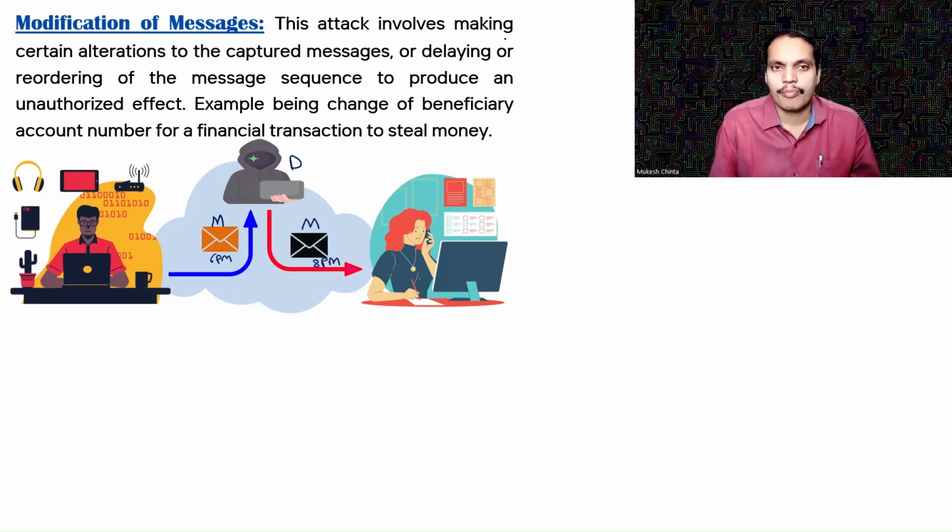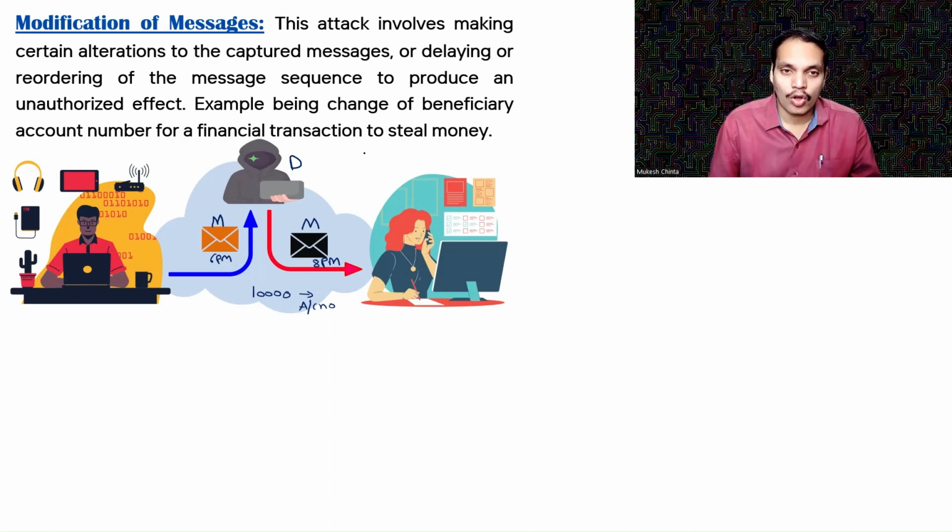So this attack involves making certain alterations to the captured messages, or delaying or reordering the message sequence, to produce an unauthorized effect. In other words, if you're trying to send maybe 1,000 to your friend's account through the bank, and the attacker has captured that message, he can add another 0 here, or he can even change the bank account number to his own personal number. So that's what modification is about. Modification involves capturing a genuine message, changing its contents, and then sending it to the other entity. So this is called modification of messages.